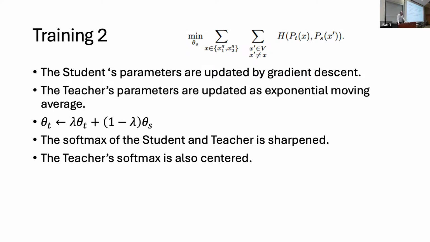And you actually update only the student's parameters by gradient, so only the student is actually learning, which simulates the reality pretty well. Although teachers are also learning from the students, which is the second point: the teacher's parameters are updated as an exponential moving average of the students' weights.